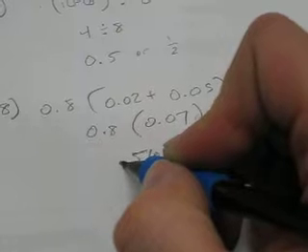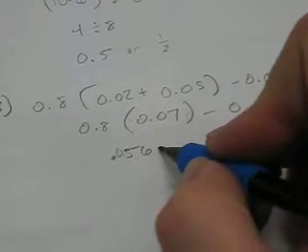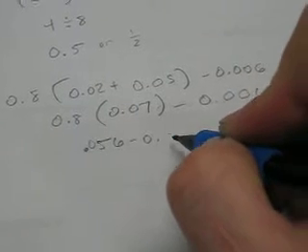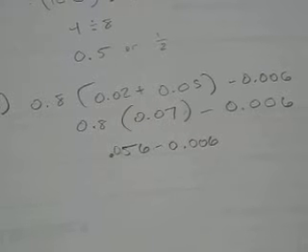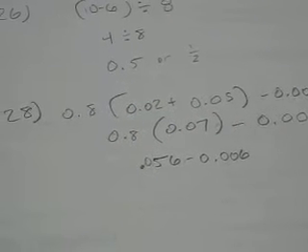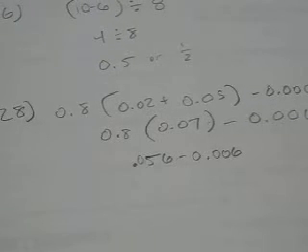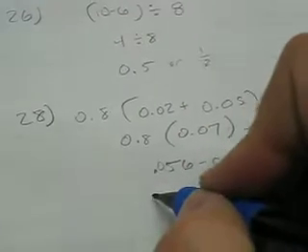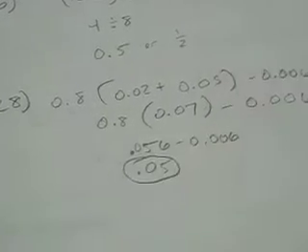So we're going to have 0.056 minus 0.006. So when we subtract those two, then we are going to get 0.05 as our answer.